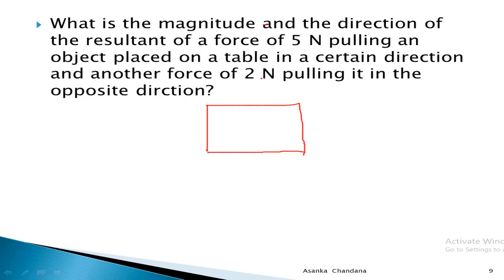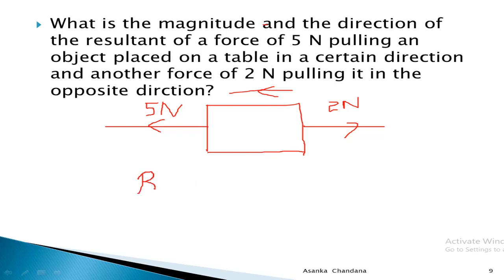A 5 Newton force is a pulling force, exerted on this side in a certain direction. And another force of 2 Newton is exerted on this object in the opposite direction. Now we can identify that this object moves towards the 5 Newton force. So the motion of the object is in this direction.